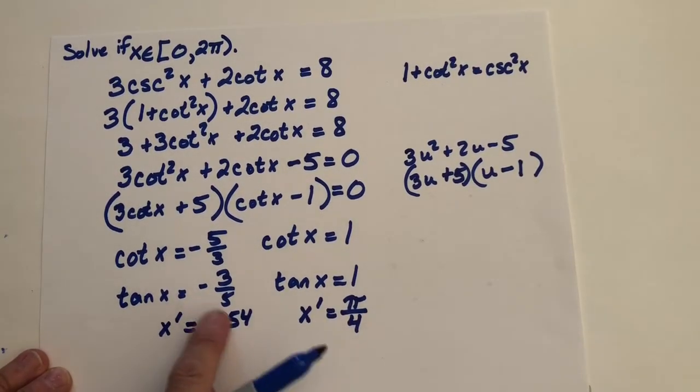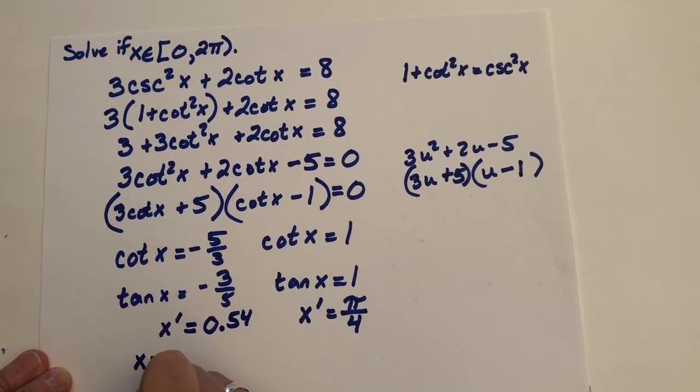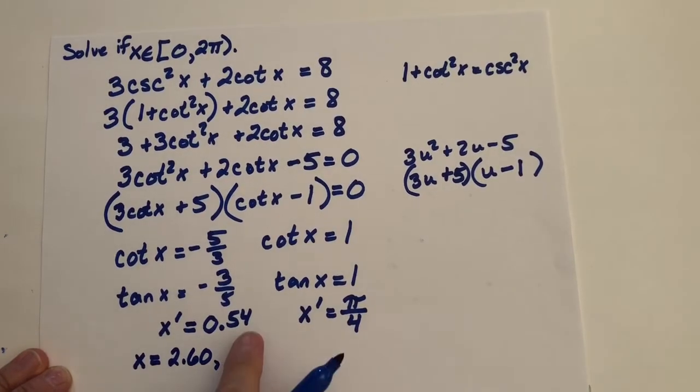We know the tangent is negative in the second and fourth quadrants. So if we put 0.54 in the second quadrant, we have pi minus 0.54. That would be 2.60. And if we put it in the fourth quadrant, we'd have 2 pi minus 0.54. And we would have 5.74.